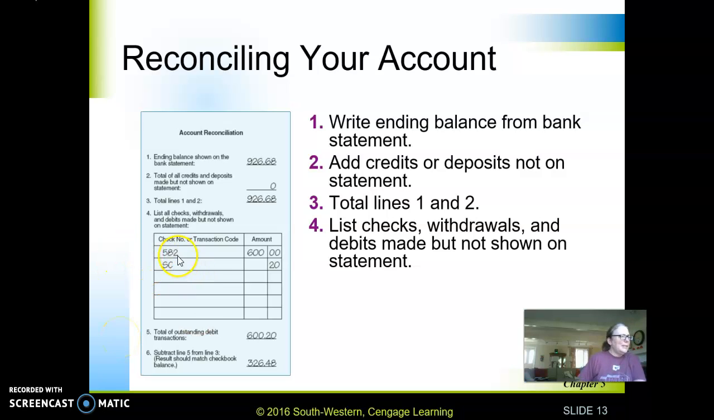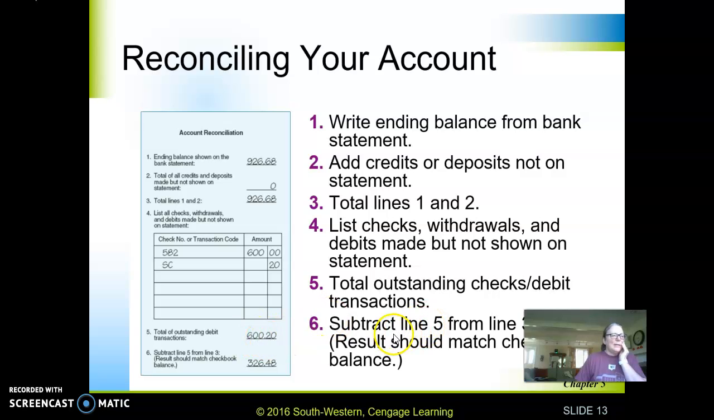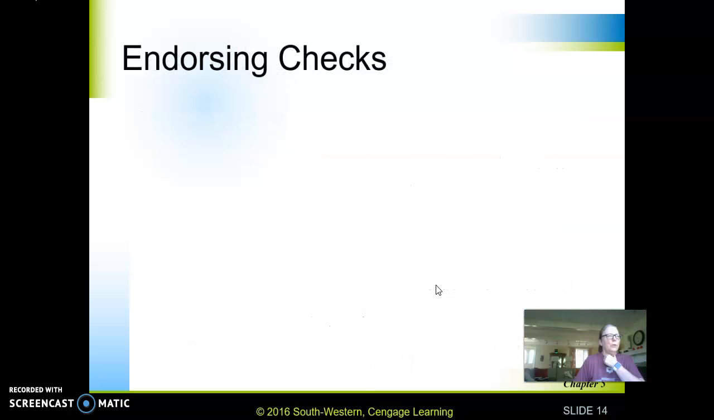The only things that didn't is check number 582. It was never on the bank statement, and my service charge of 20 cents for writing that check was not. So I would put that there, and then I would total them. I'd get 600.20. And then last, I would subtract line 5 from line 3. So take 926.68 minus 600.2, and I would get 326.48. This should match what I have in my checkbook. If you look at the register on page 110, at the bottom, that is the balance. As soon as those two things match and equal, I know that I am good to go.